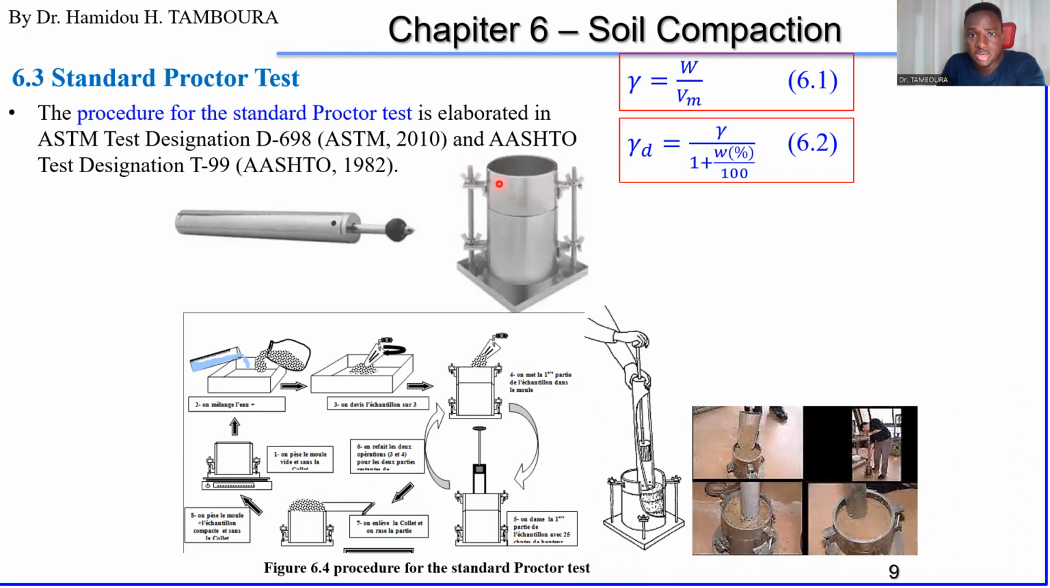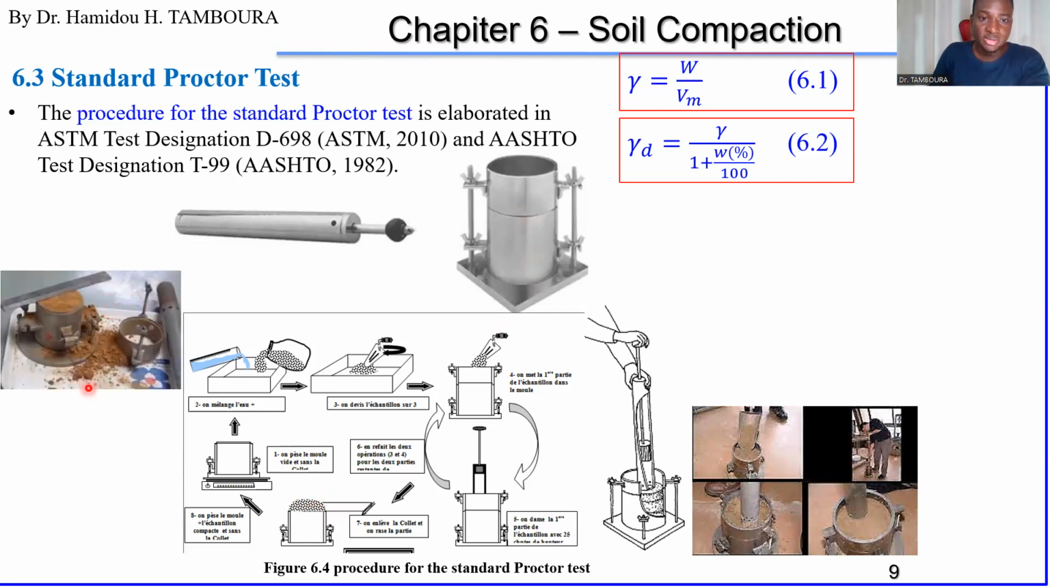You can remove this extension. After removing the extension, maybe there will be some soil above that is higher than this part, this mold. So you just use a specific tool, like a ruler, to make it flat. Okay, something like that. This is what is illustrated here.